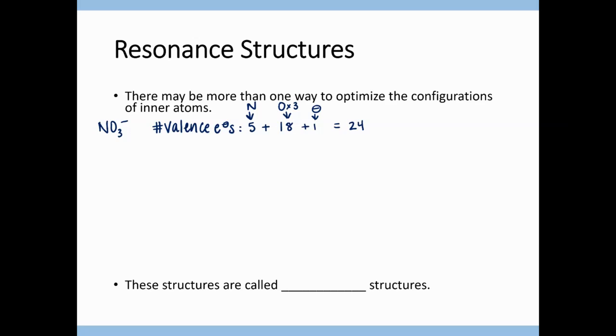Now what do we do? After we calculate valence electrons, what's next? Yes, we have to decide which element we're going to put in the middle. Which element do you put in the middle? I hear nitrogen. Why nitrogen? Because that's a good clue. There are 3 oxygens.